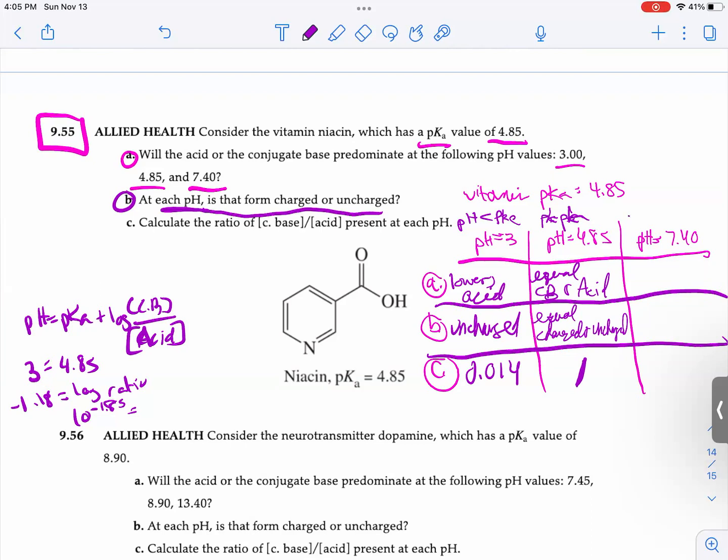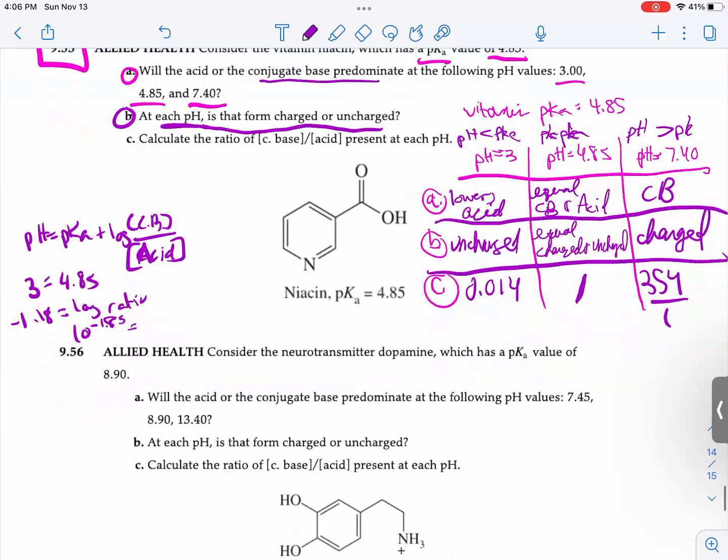Okay, and if you have a pH that is larger than the pKa, then that means you're going to have a predominant conjugate base. And that's going to be the charged form. Okay, that is the charged form. And if you plug in everything, you should get something like 354 to 1. Okay. All right. So I think that's it for that one. No, there's another one.